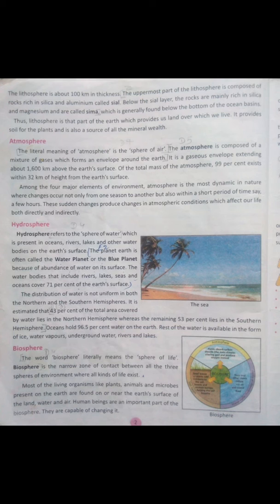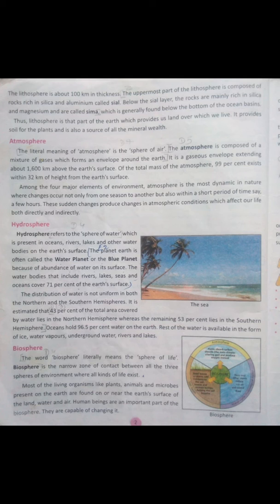So the distribution of water: there is 71% water available on earth, but the distribution of water is not uniform in both the northern and the southern hemisphere. ये साउदर्न और नॉर्थन हेमिस्फीयर में भी इक्वल डिस्ट्रीब्यूशन नहीं हुआ है. It is estimated that about 43% of the total area covered by water lies in the northern hemisphere, whereas the remaining 53% lies in the southern hemisphere. Northern hemisphere पे 43% water and 53% है southern hemisphere पे.